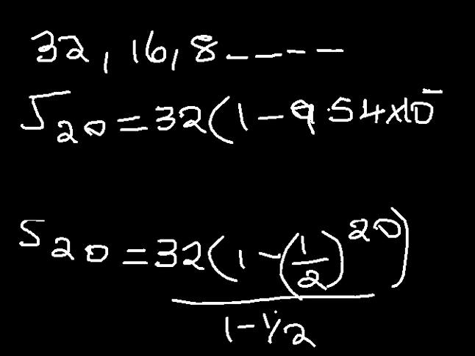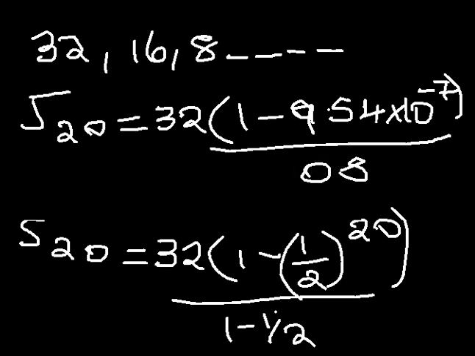So it should be this. So times 10 to the power negative 7, like that, and that divided by 1 minus half, which is the same as half, corresponding to 0.5. So we'll have that as that.